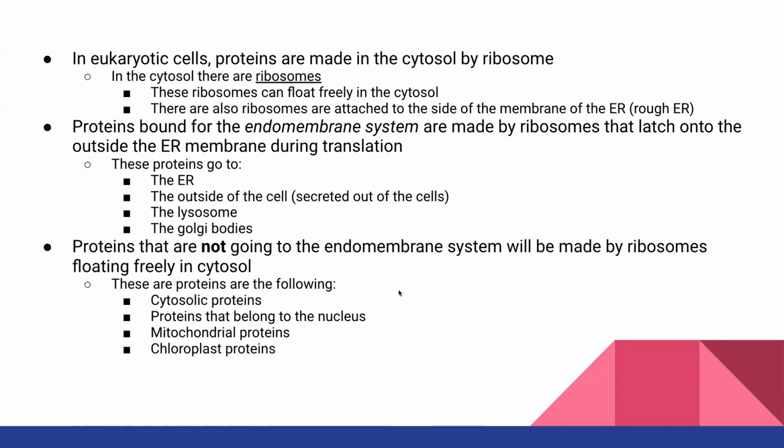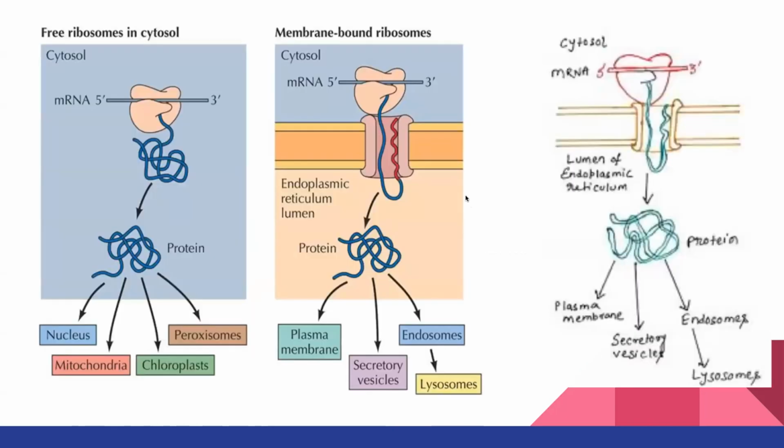Okay. And then proteins that don't need to go to the endomembrane system or be excreted outside of the cell will be made by the ribosomes that are floating freely in the cytosol. So these include cytosolic proteins, proteins that belong to the nucleus, mitochondrial proteins, and chloroplast proteins. And then this is just a diagram of a ribosome in the cytosol versus one on the membrane.